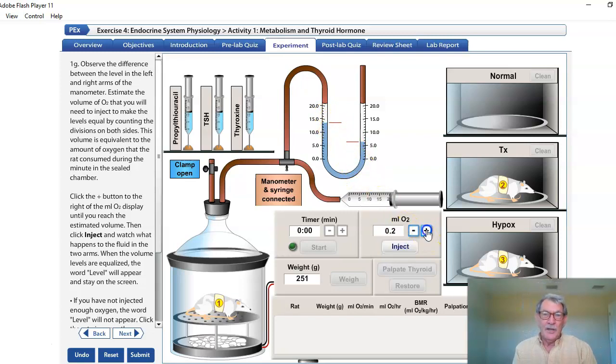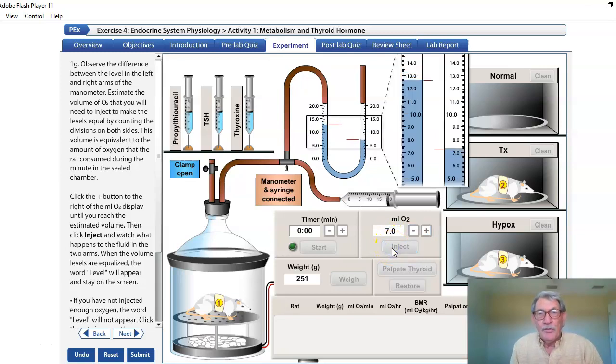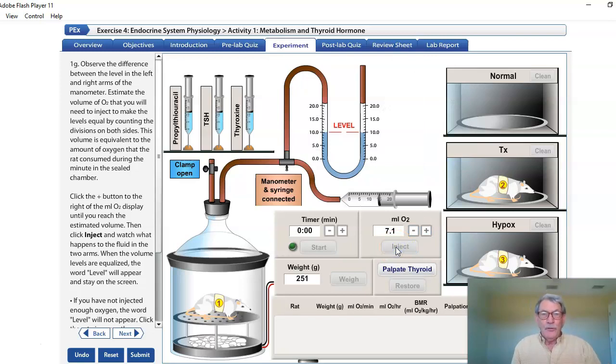The good thing is I can inject enough to bring it exactly to level. And they make you do it every button one at a time. Let's see, it's going to be about 7. And I'm going to inject that much and see if it brings it exactly to level. If not, I'll adjust it. Oop. It looks like I'm going to need 7.1. Yeah, there we go. So 7.1 milliliters of oxygen was used by said rat in this minute.